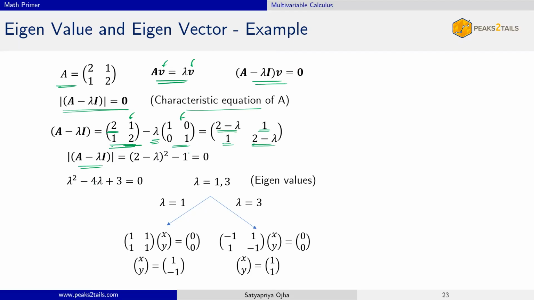So what is the determinant of this? Determinant of this is (2 minus lambda) whole square, minus 1 equal to 0. Are you with me so far? We are solving the characteristic equation for the matrix. Cool. So this is a quadratic equation. It will have two solutions. That's nice. I open this up. Lambda squared plus 4 minus 1 is 3. And then minus 4 lambda is here equal to 0. The roots of this equation are 1 and 3.